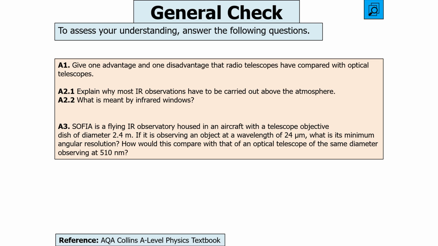Now the next question says, give one advantage and one disadvantage that radio telescopes have compared with optical telescopes. Then explain why most infrared observations have to be carried out above the atmosphere and what is meant by infrared windows. Then SOFIA is a flying IR observatory housed in an aircraft with a telescope objective dish of diameter 2.4 meters. If it is observing an object at a wavelength of 24 micrometers, what is its minimum angular resolution, and how will this compare with that of an optical telescope with the same diameter observing at 510 nanometers? So pause the video now, then unpause the video when you want to go through your answer.